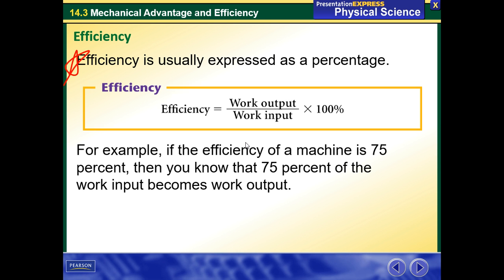So efficiency is usually expressed as a percentage, and actually in your notes I put always, just for your purposes. The equation is work output divided by work input times 100, and multiplying it by 100, that's what allows us to get our percent sign. So if I said the efficiency of a machine is 75%, I know that 75% of my work input is actually becoming work output. A good example of this, if you put in 100% of the work and you only have a 75% efficiency, that means 75% of the work you're doing is actually being converted.